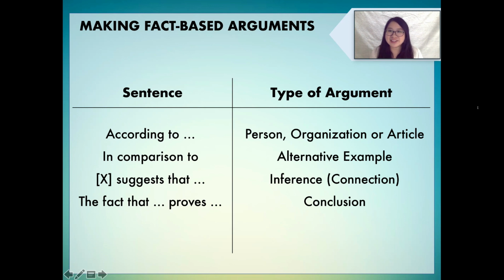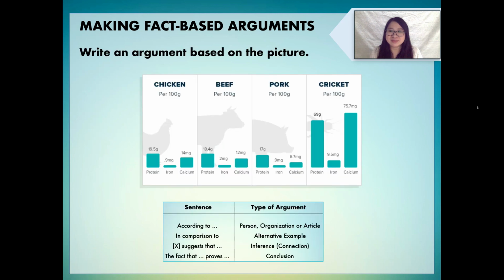Now let's practice making some fact-based arguments in a sentence. Look at this picture. In this picture, we have some details or numbers that are being compared between different types of animal protein: chicken, beef, pork, and crickets. So, take a look at the picture and then take a look at the sentences. Which sentence do you think would work best for this example?